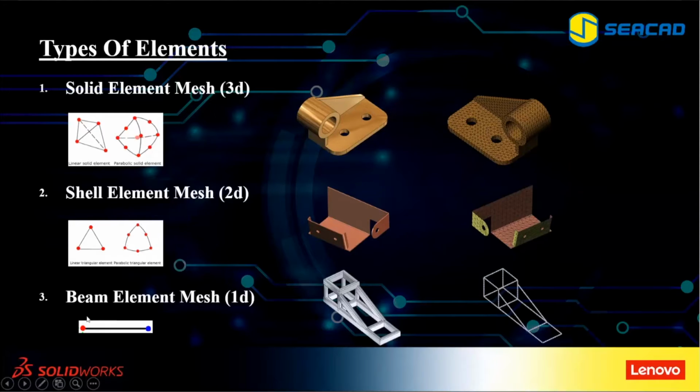Then the last one is the 1D mesh, the beam element. You can see this is the beam element. It uses 1D segments to represent the 3D model. So these are the 3 types of element in SolidWorks.